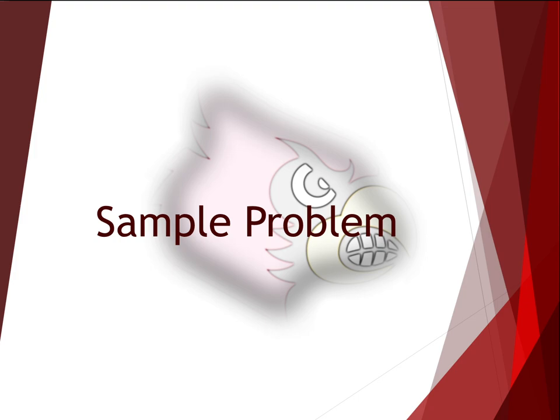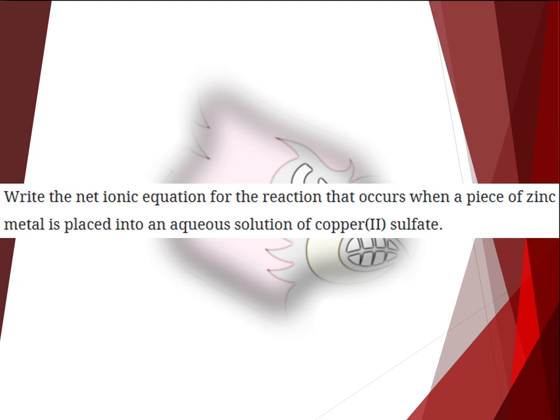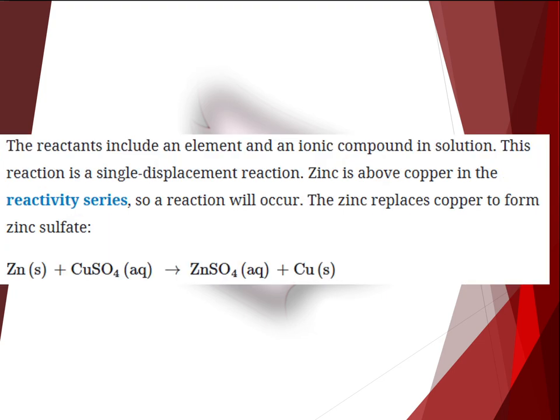Let's take a look at a sample problem. Write the net ionic equation for the reaction that occurs when a piece of zinc metal is placed into an aqueous solution of copper 2 sulfate. The reactants include an element and an ionic compound in solution. This reaction is therefore a single displacement reaction.